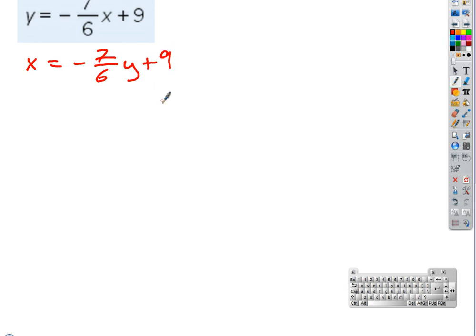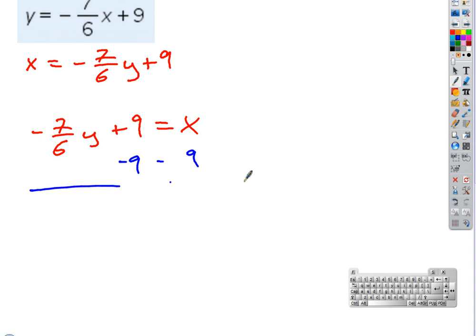Now, I think it's also not a bad idea to go ahead and flip that around. Put the y's on the left so it looks convenient, so it looks like what you're used to. Negative 7/6 y plus 9 equals x. Now we're just isolating y algebraically, just reversing order of operations. So what do we do first? Subtract 9. Okay. So subtract 9, that's good. That gets rid of a little bit from the left side, that's good. So we end up with x minus 9 on the right, negative 7/6 y on the left.